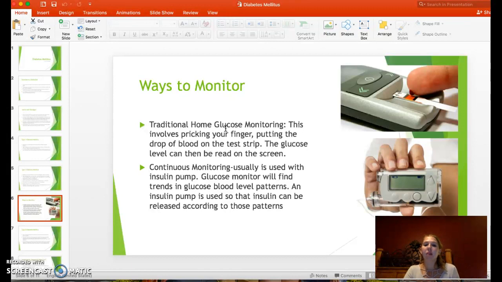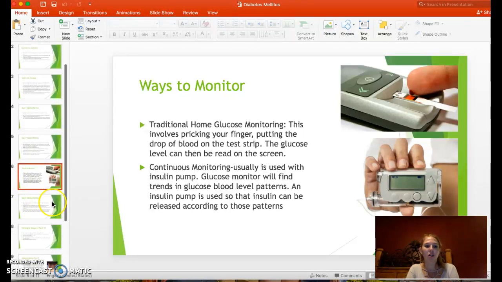It pumps insulin continuously, according to the patterns that the glucose monitor finds during the day. So usually that's the more common one because it's always constant and you don't have to worry so much.